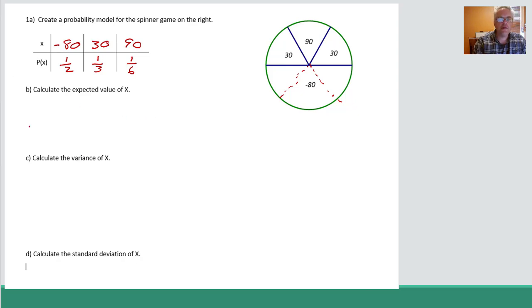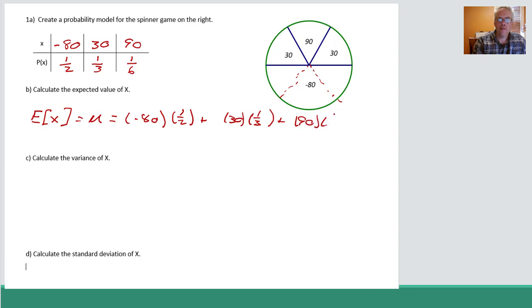All right, calculate the expected value of x. I'm going to write E of x because I have a hard time writing mu. Here, I'll give it a try anyway though. Oh, that wasn't bad. That's mu. And we take the values times their probabilities. Negative 80 times 1/2 plus 30 times 1/3 plus 90 times 1/6. If you do that, you end up getting that mu, the expected value, is negative 15. On average, you're going to lose if you play this game.